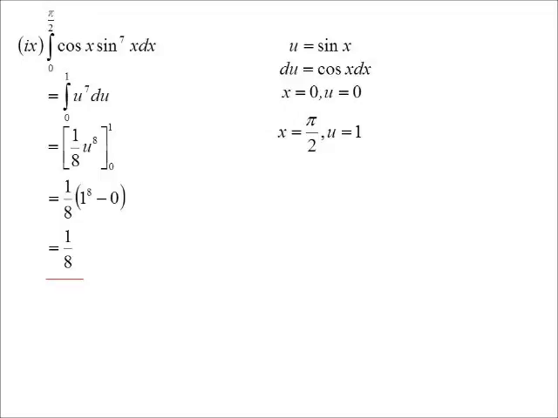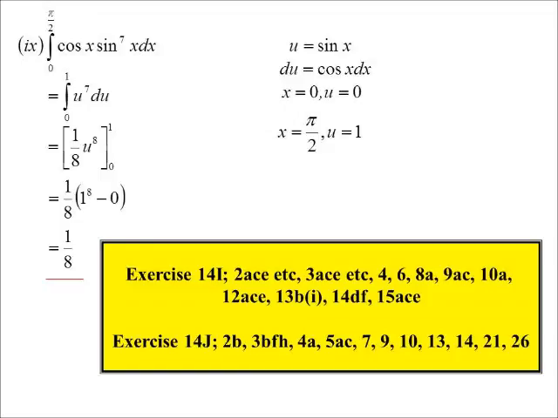Sub it in. Personally, I wouldn't do that. Personally, I would look at that and say, hey, it's in the form derivative times function to the power. So I know I just add 1 to the power over the power. And so it would become sine to the power of 8 over 8. And then sub in the 0 and the pi on 2. I just think that is quicker than using the substitution. So if you recognise it, great. If you don't, well, then we have other ways of coming up with solutions. Alrighty, that'll do us. 14I, 14J. All right.